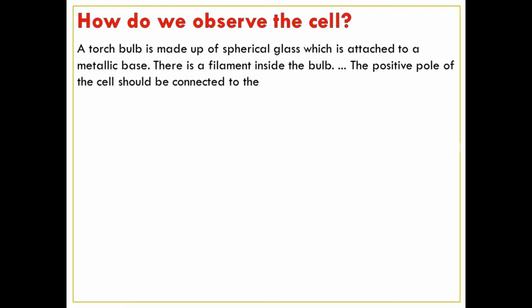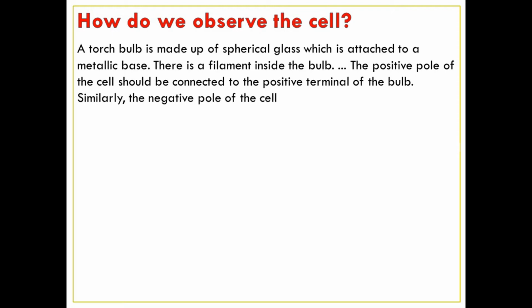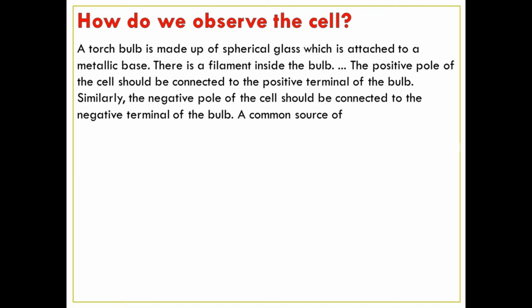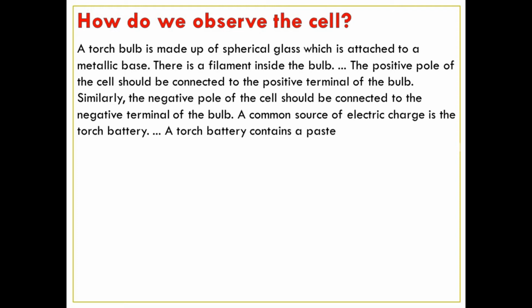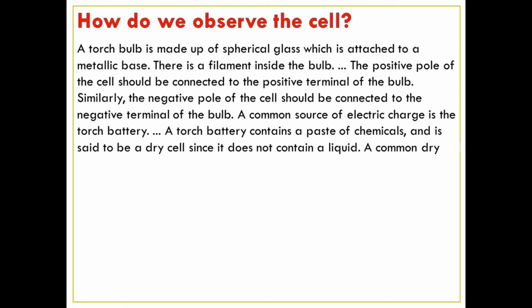A torch bulb is made up of spherical glass which is attached to a metallic base. There is a filament inside the bulb. The positive pole of the cell should be connected to the positive terminal of the bulb. Similarly, the negative pole of the cell should be connected to the negative terminal of the bulb. A common source of electric charge is the torch battery.